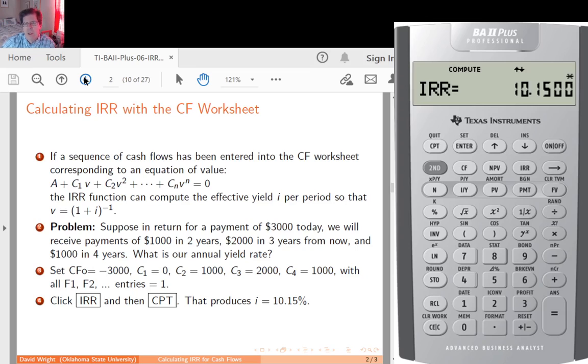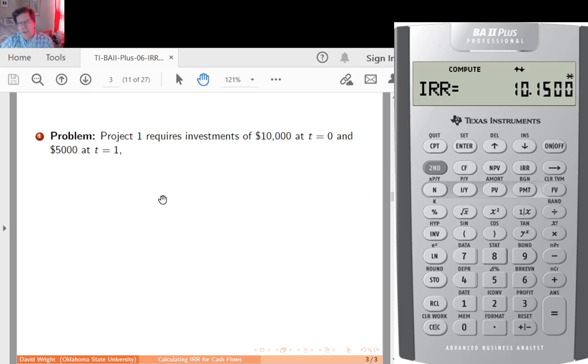Okay. Let's go on to the next one. We did talk about a project evaluation problem last time, so let's talk about that. Project 1 requires investments of 10,000 at t equals 0 and 5,000 at t equals 1. And it is predicted to return 2,000 at t equals 3 and 6,000 at t equals 4, 5, 6. We talked about this problem in the previous unit on cash flow.